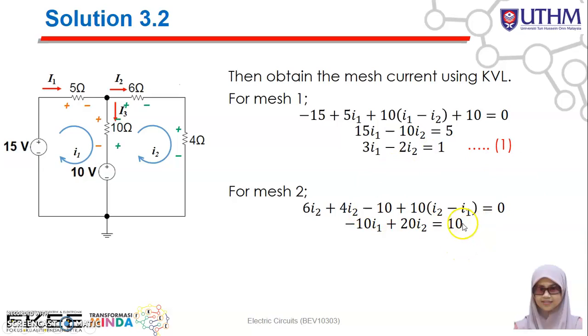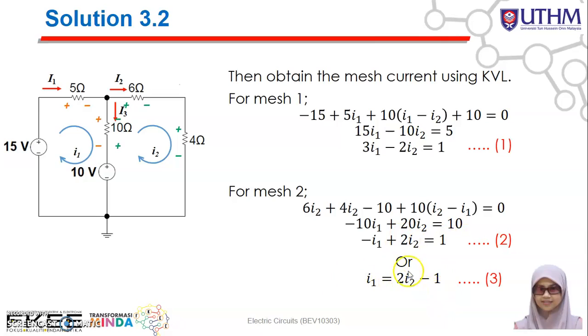Okay, and then after that, we can further simplify our equation by dividing over 10. So here, negative 10 divided by 10, I got negative I1 plus 2I2 equal to 1. So this is my second simultaneous equation. Or you can also simplify your equation to become I1 is equal to 2I2 minus 1.